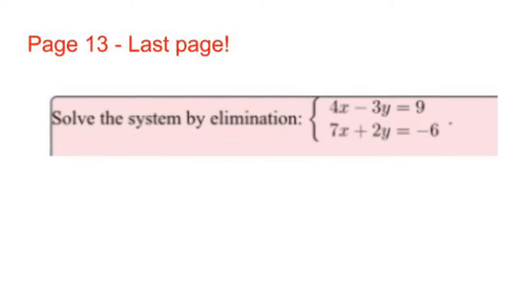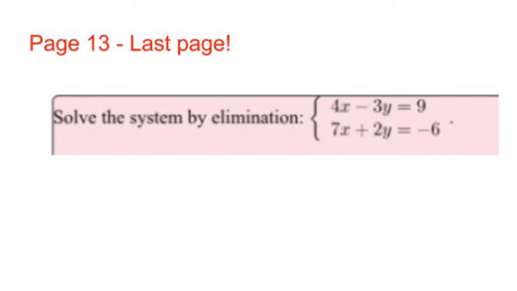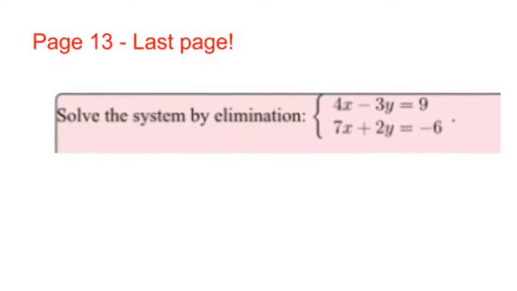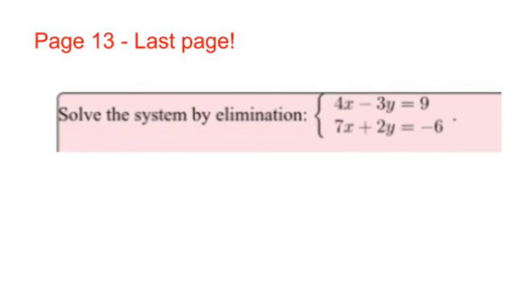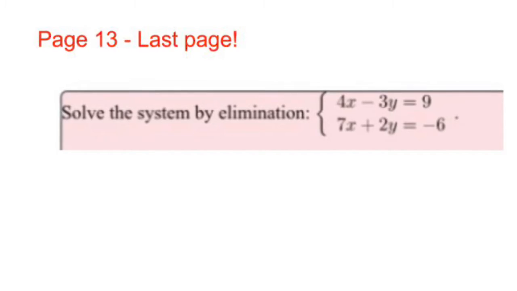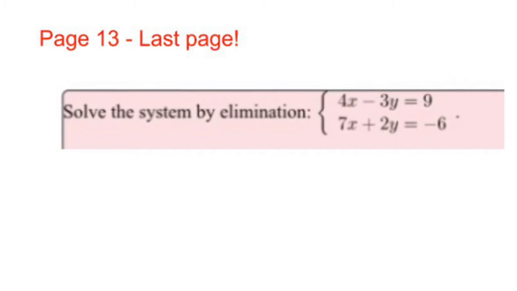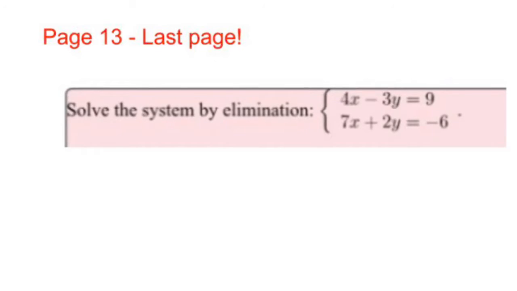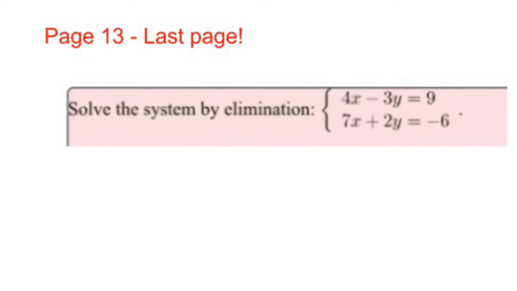We're now on page 13, and that's the last page of assignment number 3. We are nearly done, and we're going to do this example together. And you want to remember that your goal with elimination is to add or subtract to get rid of either the x or the y, but you can't do that unless the coefficients for either x or for y are the same.